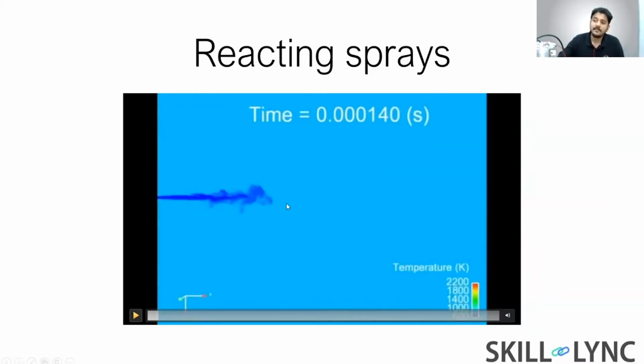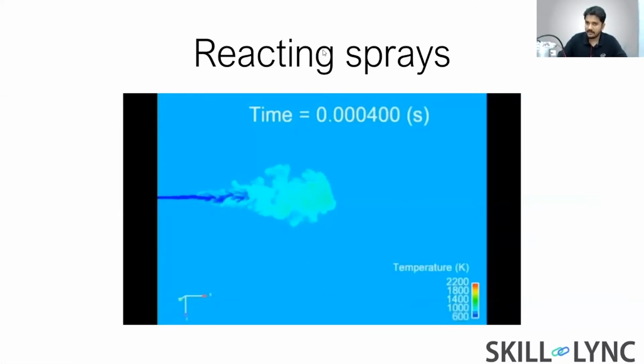Everything is being colored by temperature. Initially, the fuel is very blue because obviously your fuel is at a much lower temperature. The ambient is roughly at 800, 900 Kelvin. When the fuel is coming in, it's going to vaporize, and as it starts to vaporize, the vapor temperature will increase because of conduction and diffusion effects. Then suddenly, in certain areas, the temperature starts to increase a lot. For example, here the temperature is around 1400 Kelvin. These are the regions where combustion has already started to occur.